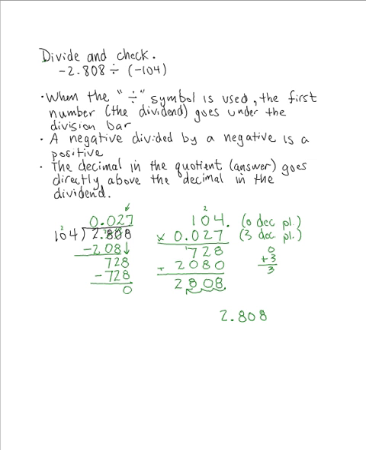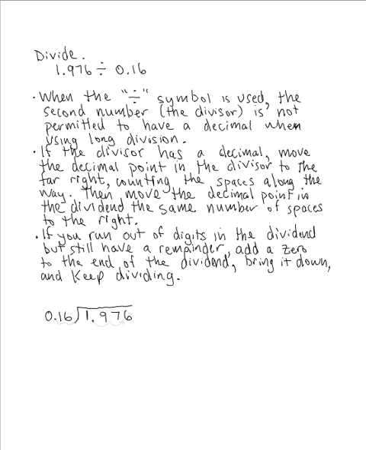If that divisor does have a decimal, we need to move the decimal point in the divisor to the far right, counting the spaces along the way. Then we move the decimal point in the dividend the same number of spaces to the right. Once we do that, we'll be dealing with a whole number divisor. If you run out of digits in the dividend, but you still have a remainder, add a 0 to the end of the dividend, bring it down, and keep dividing.